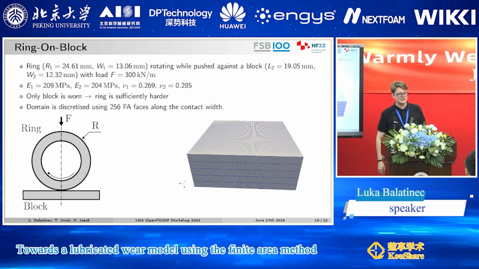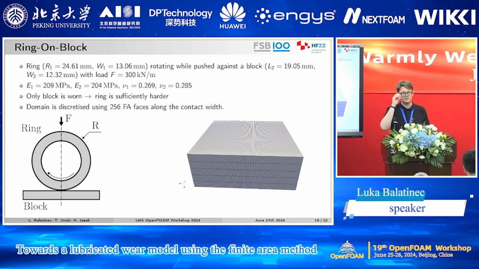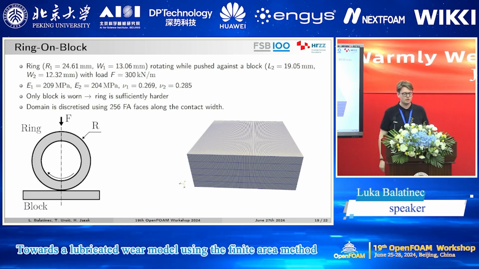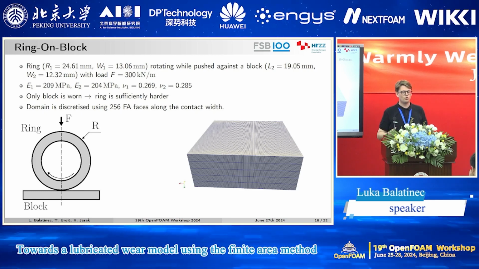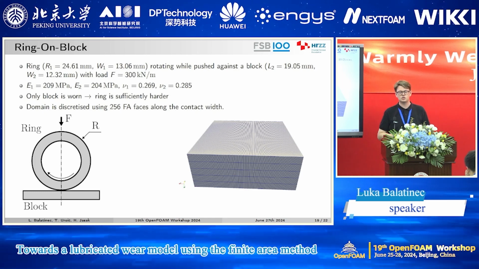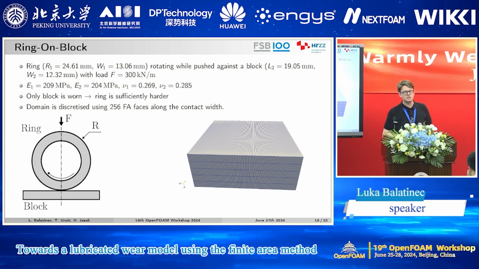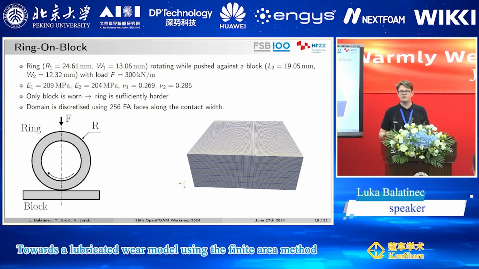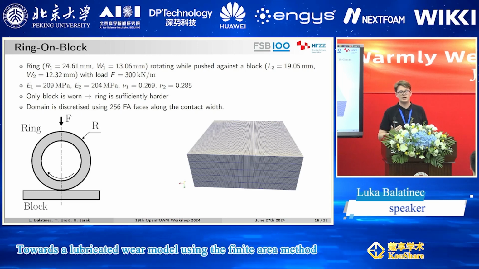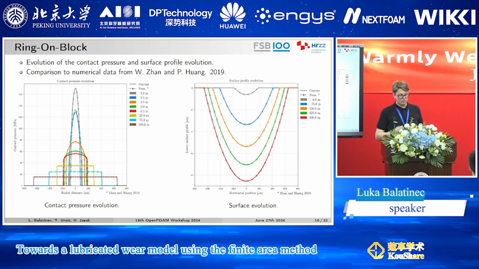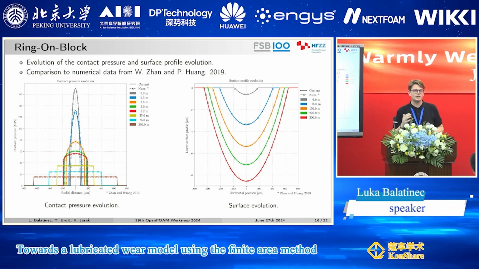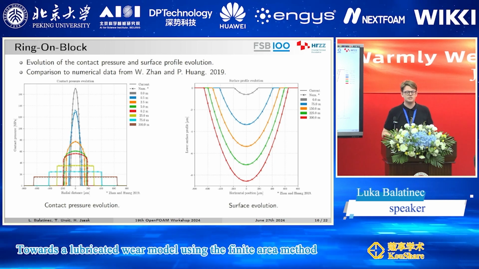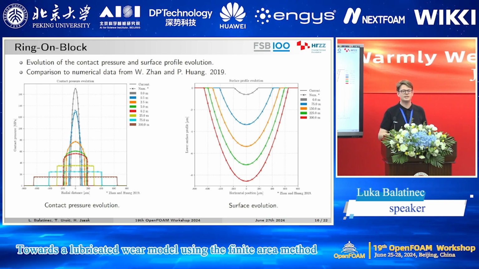It's the ring on block case, where a ring is rotating while being pushed against a block with a predetermined load of 300 kilonewtons per meter. Here, only the block is worn, and the ring is considered sufficiently hardened in the disk. And the domain is discretized using 256 finite area faces along the contact width, because the initial contact is a line contact. So moving on to the results, on your left-hand side, you can see the evolution of the contact pressure, and on your right-hand side, you can see the evolution of the surface profile for different sliding distances.